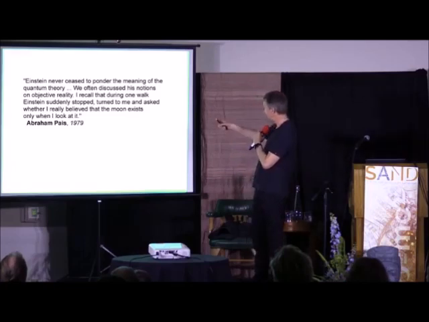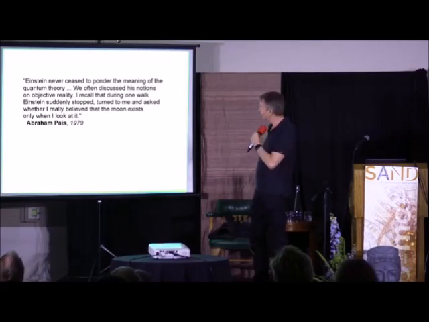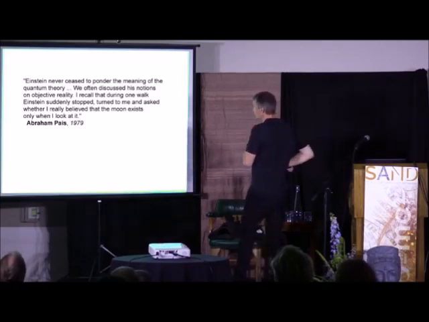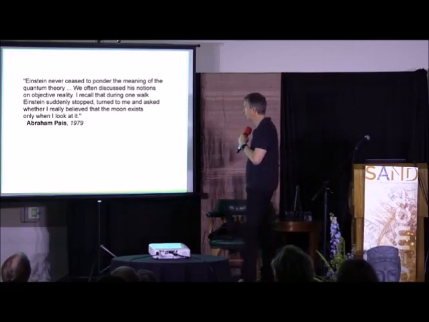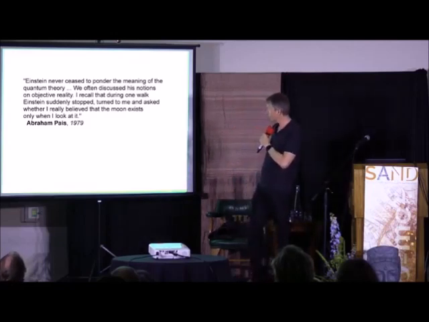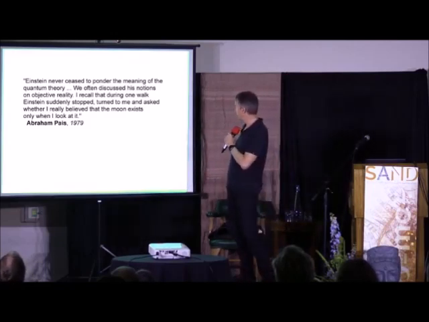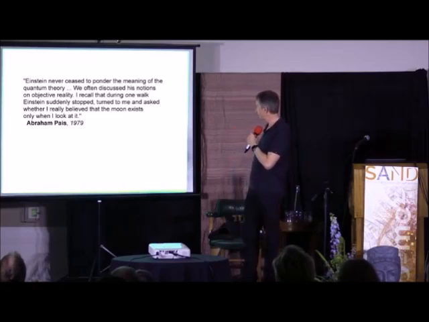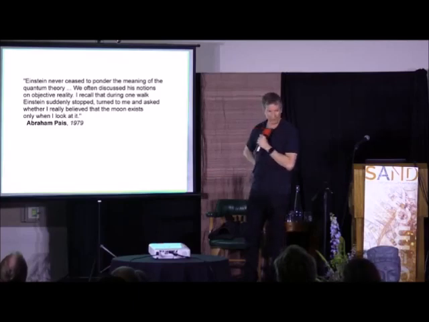This is Abraham Pais in 1979, talking about Einstein. He said, "Einstein never ceased to ponder the meaning of the quantum theory. We often discussed his notions on objective reality. I recall that during one walk, Einstein suddenly stopped, turned to me, and asked whether I really believe that the moon exists only when I look at it."